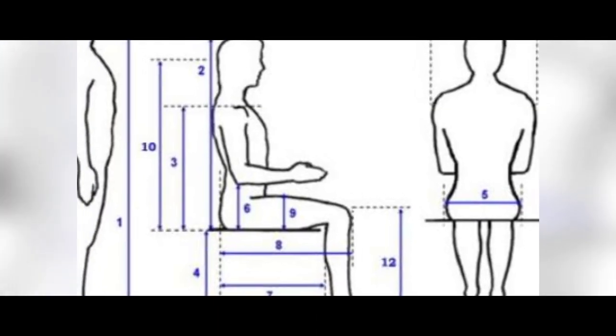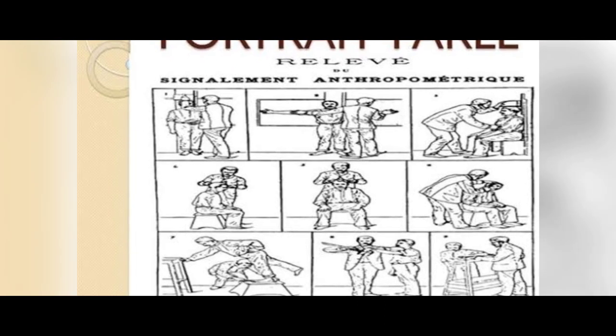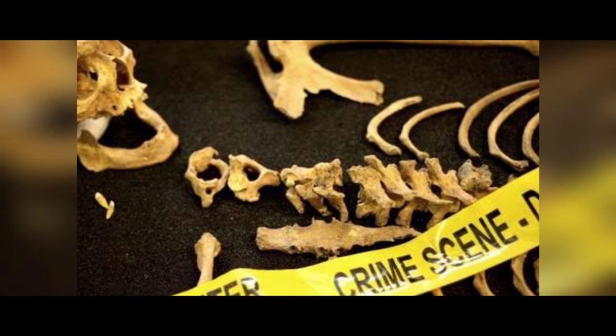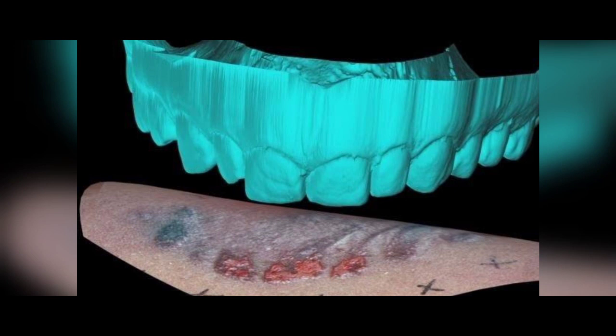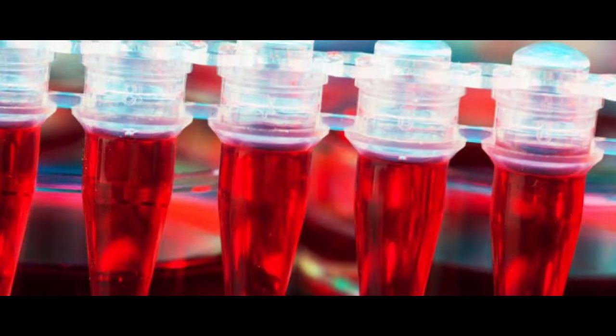The methods of personal identification to be discussed are: first, anthropometry; second, the portrait parlé; third, forensic odontology; fourth, anthropology; fifth, forensic serology; and the last, DNA fingerprinting.